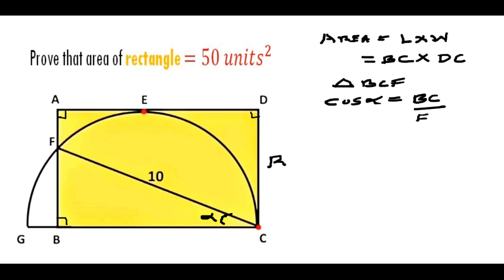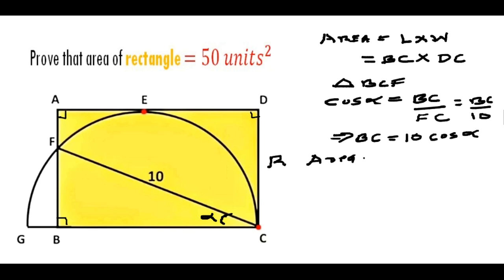Hypotenuse is the longest side, FC. So there you will get BC over FC. FC is given to be 10. You see that? So from there we can see cos alpha is BC over 10. If you make BC the subject of the formula, you multiply both sides by 10, you'll see BC is 10 cos alpha.